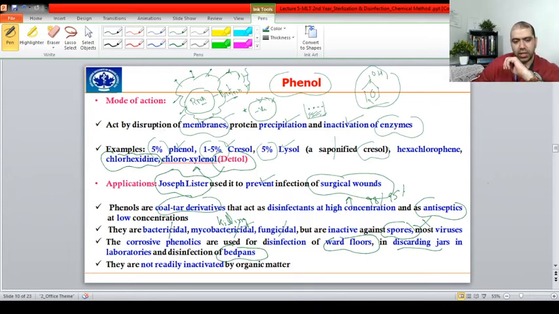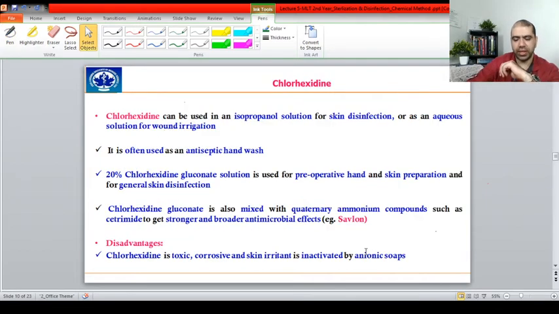And they are not readily inactivated by organic matter, which is an advantage. For example, when you are eating some food and put the waste in your dustbin, and now you want to clean it of microbes, but it has organic matter attached to it, just like your kitchen waste, it can still readily inactivate the microbes in the presence of organic material. Okay, moving to the next slide.